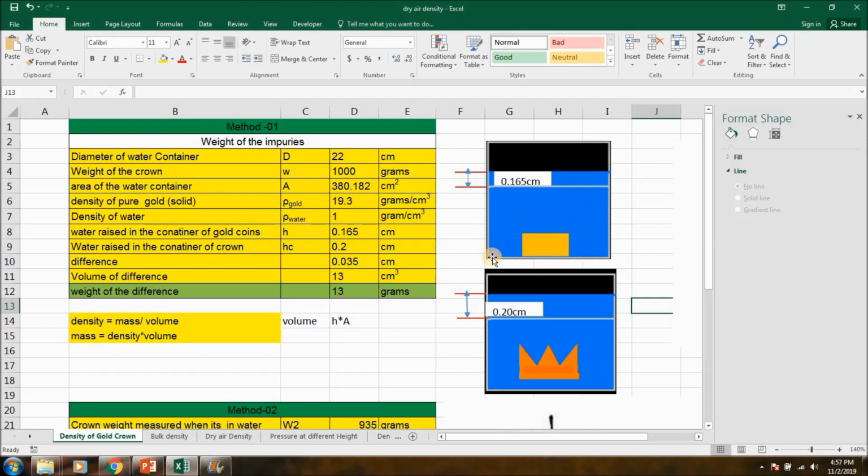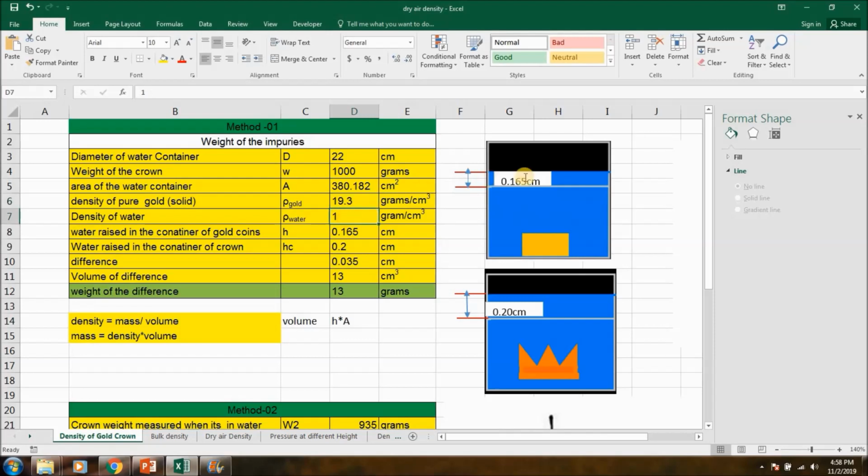380.182. This is the area I measured because I required the volume. That is the reason I need the area. Area is equal to pi by 4 d square, so I used that equation here to calculate the area of the container. And I know the density of the pure gold by measuring the volume as length, breadth, and height, and I know the mass of the pure gold. So I found the density of the pure gold is 19.3 grams per centimeter cube. As well, I measured the density of the water as 1 gram per centimeter cube.